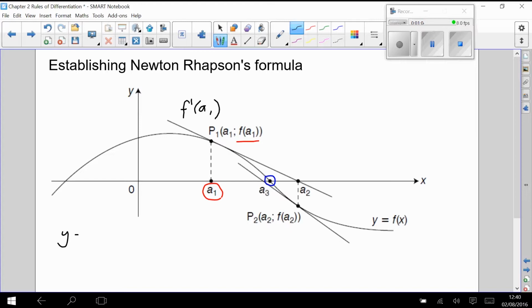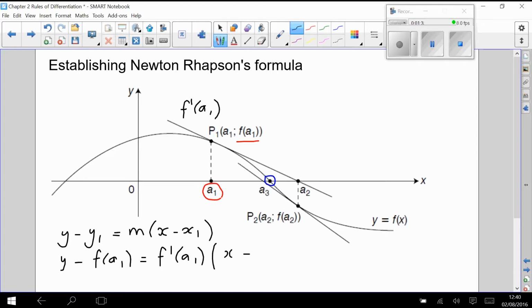We know that the equation of the tangent is the equation of a straight line, which is y minus y1 equals m(x minus x1). Now putting in my specific values, I can write this as y minus my y value, which is f at a1. The derivative is my gradient, and so that's f prime when x is a1. And that must be times by x minus my chosen x value, which I called a1.